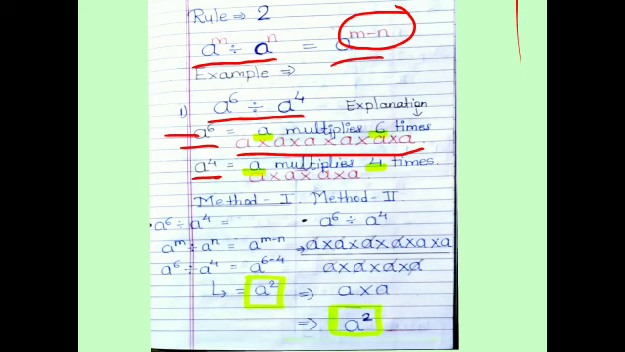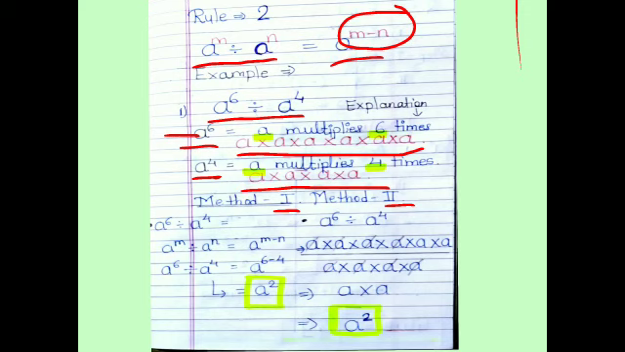Now a raised to 4. Again the base is a and 4 is the index. Here a is multiplied to itself how many times? Yes, 4 times. So the multiplication form of a raised to 4 is a into a into a into a. Now students, to solve sums of rule number 2 of indices, there are two methods, method 1 and method 2. Any one method which you find easy, you can use to solve it.